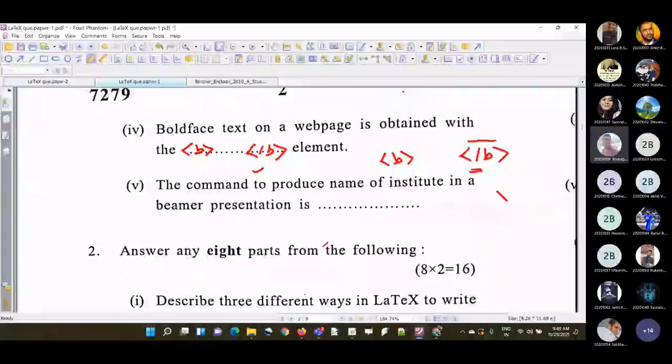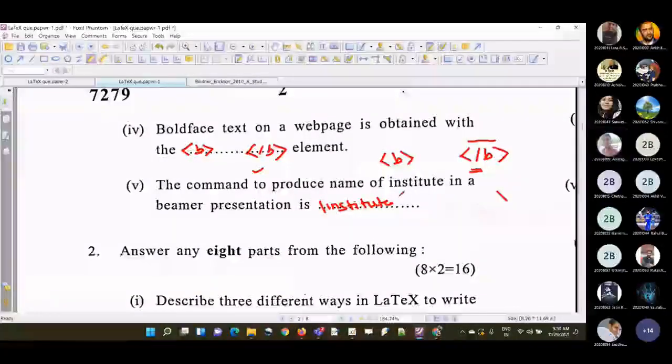Anyone? Backslash institute. Very nice. What's your name? Anurag Singh. Okay, please note it down. 2 points for this institute. Okay, and then you are going to write in curly braces or square bracket or parenthesis. Curly braces, huh? You have to write in curly braces.